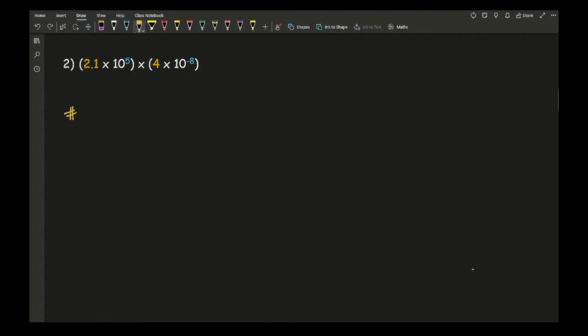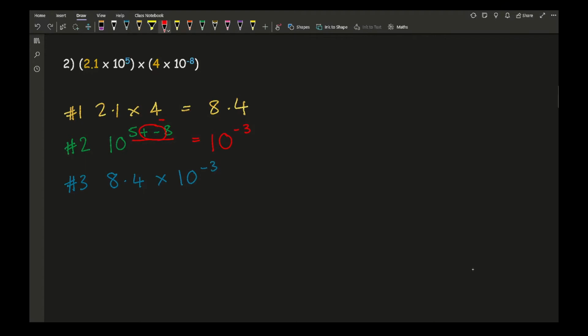So step 1 is I'm going to do 2.1 times 4, which is going to be 8.4. Step 2, which is going to be 10 to the power of 5 plus minus 8. Now here I need to be careful with negative numbers. So when the signs are different, that basically means they are taken away. So that's going to give me an answer of 5 take away 8, which is minus 3. And then the third step is going to be combining the two things together. So I've got 8.4 times 10 to the power of minus 3.